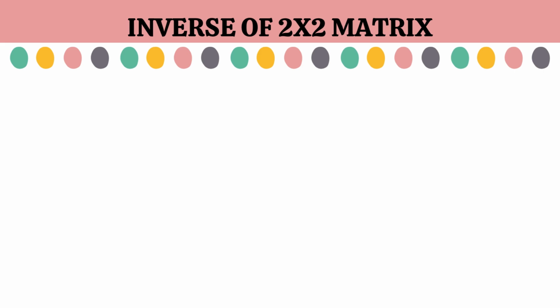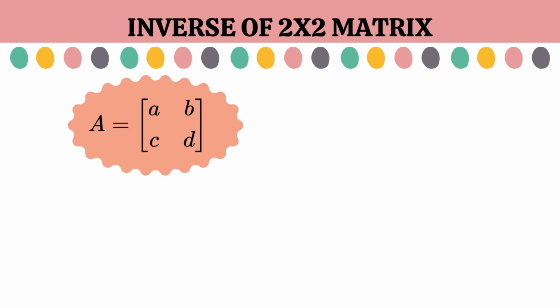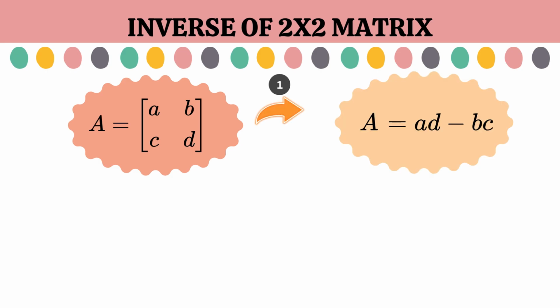Suppose we have a matrix A that looks like this: A with the elements a, b, c, d. Step 1, we find the determinant using the formula: determinant of A equals ad minus bc. If the determinant is 0, that means the matrix has no inverse, and we stop there. But if the determinant is not 0, we can continue.